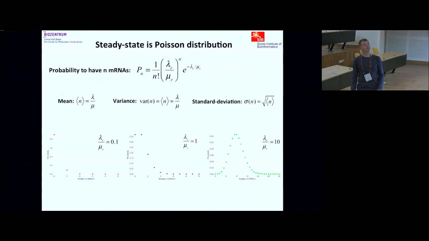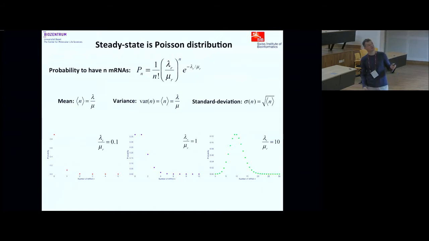Now, if you look at the steady state of this equation, it's very simple. It's a Poisson distribution. So in steady state, the probability to have n mRNAs is given by this Poisson distribution, the transcription rate over the decay rate to the power n, 1 over n factorial, e to the minus, again, this ratio of rates. The mean of this distribution is just the ratio between the transcription rate and the decay rate. All right? The variance of this distribution is also the transcription rate divided by the decay rate. So that's one of the key features of a Poisson distribution, that the mean and variance are the same. And so the standard deviation is equal to the square root of the mean of the number.